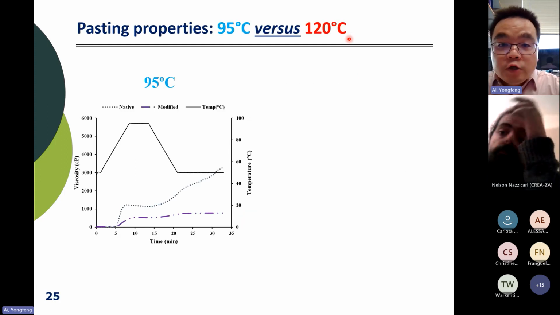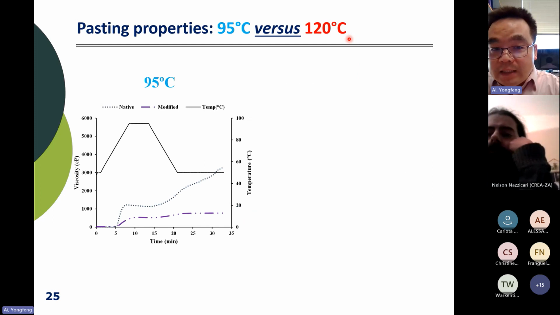So what we found is when we look at the pasting property, so for this figure, you can see is actually we cook the starch all the way. This is a temperature curve. We cook the starch all the way to 95 degrees Celsius, then we cool it down. Then we observe the viscosity change. These two are the viscosity curve. What we can find is actually after the modification, the viscosity of the pea starch decreased.